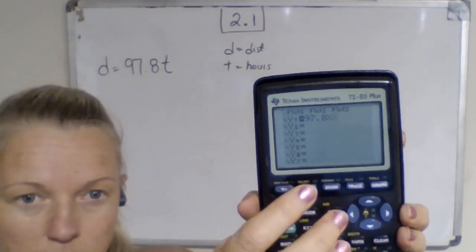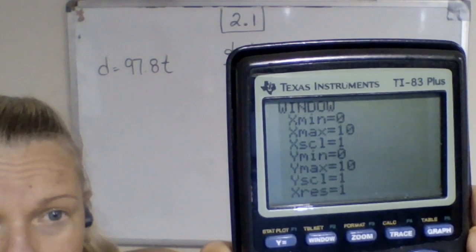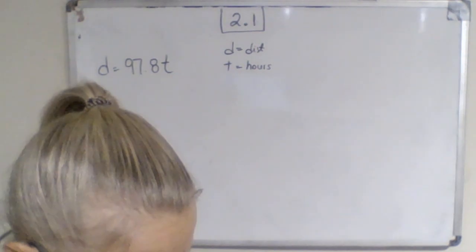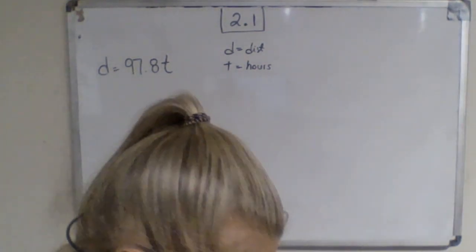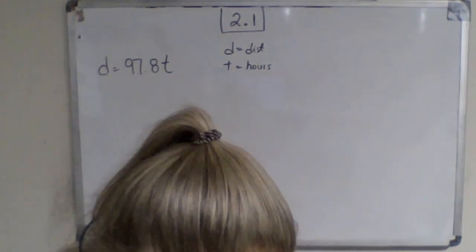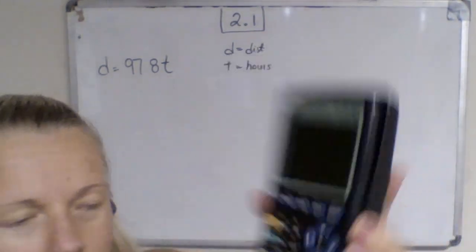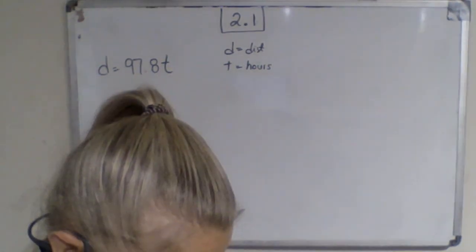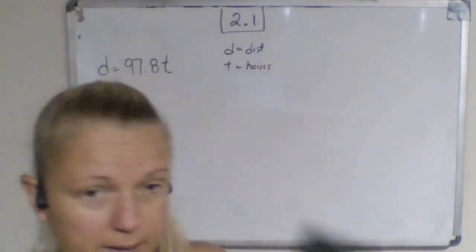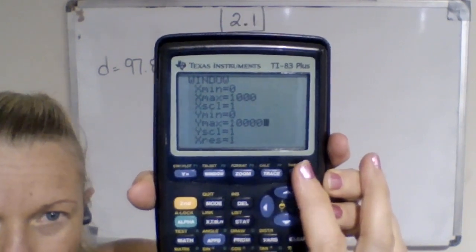Now, please remember this is a real life situation, so we're going to have to tweak your window. We're going to press window. All we're going to do, and mine is already set up, is make my x minimum 0 and my y minimum 0. For the maximum, I would make my x maximum 10,000. This is flying in the air, right? And my y maximum, I would make 1,000. Or let's do it the other way around. My x maximum is 1,000. My y maximum is 10,000, because the faster you go, the higher you go, right? So we're tweaking the window like this, and then we're going to hit graph.